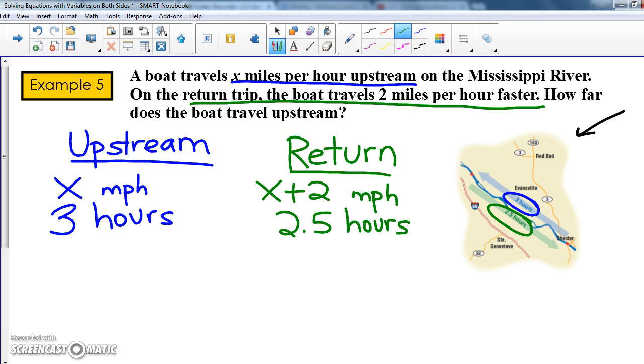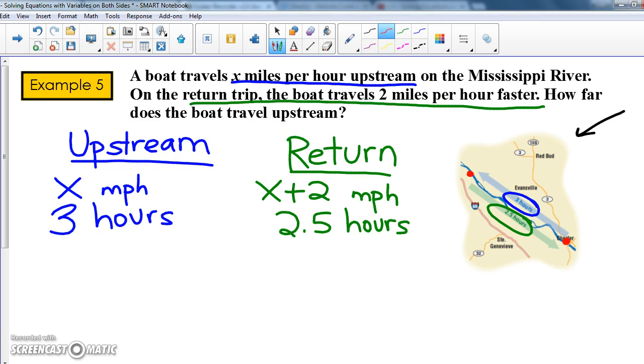Okay, so I pulled out all the information. The question's asking, how far does the boat travel upstream? Well, here's my question. I'm starting here, Chester, it looks like, actually. I'm going upstream. I'm stopping here, I guess, and then going back.